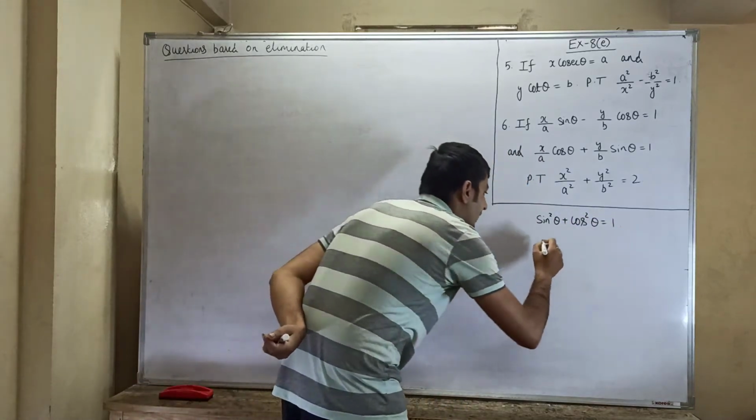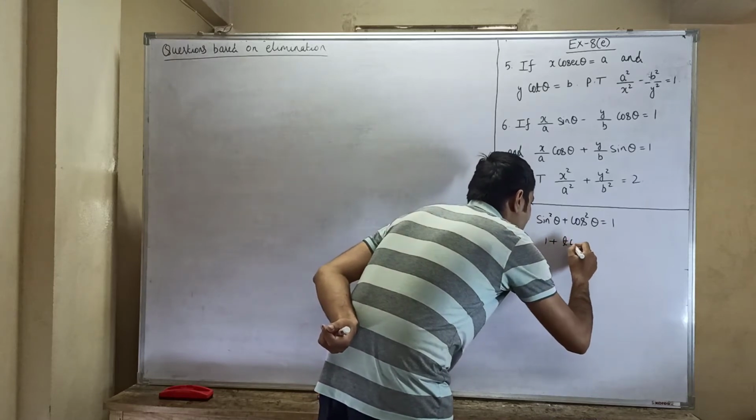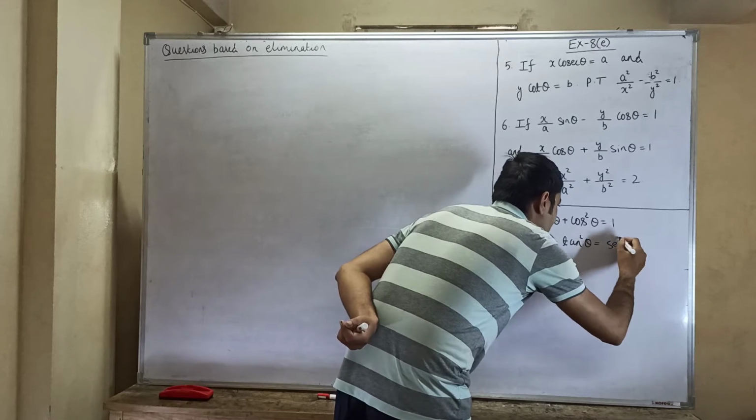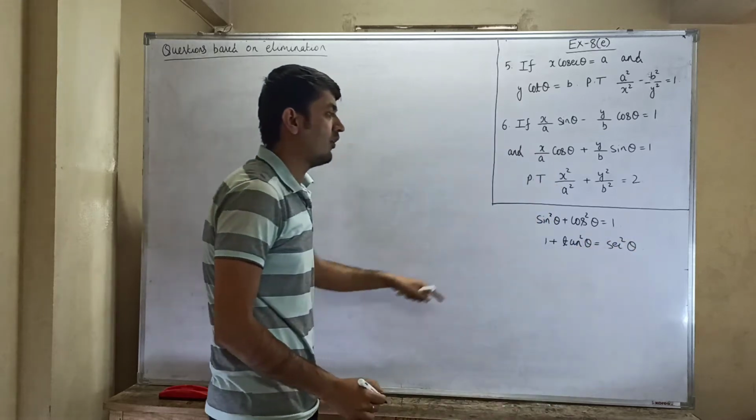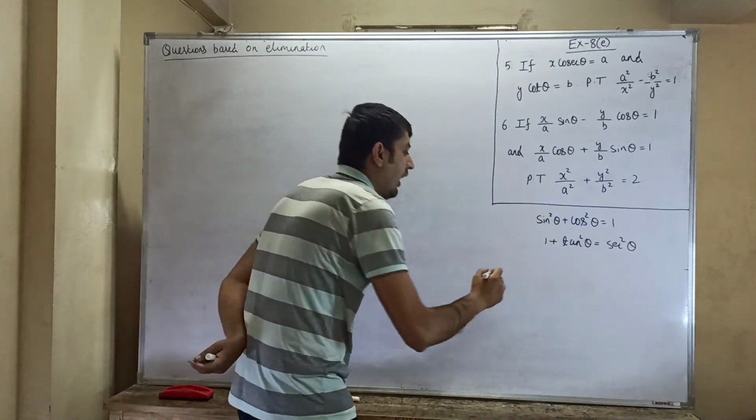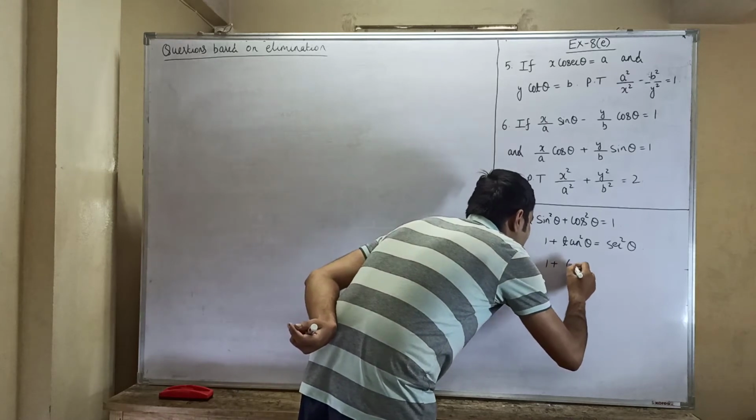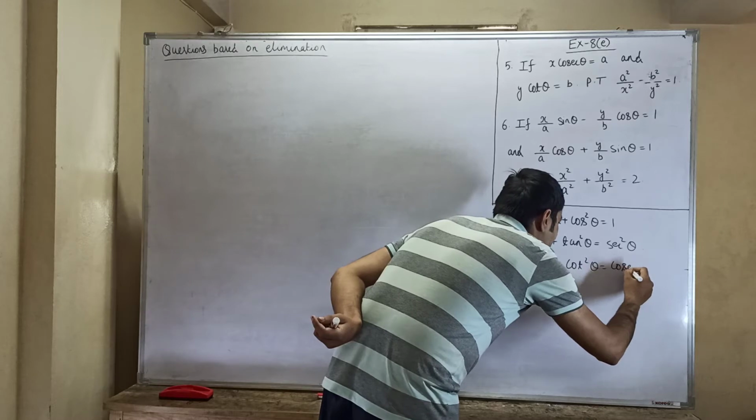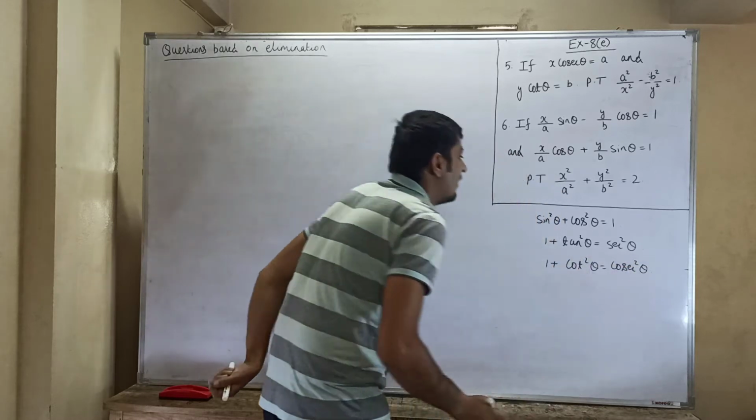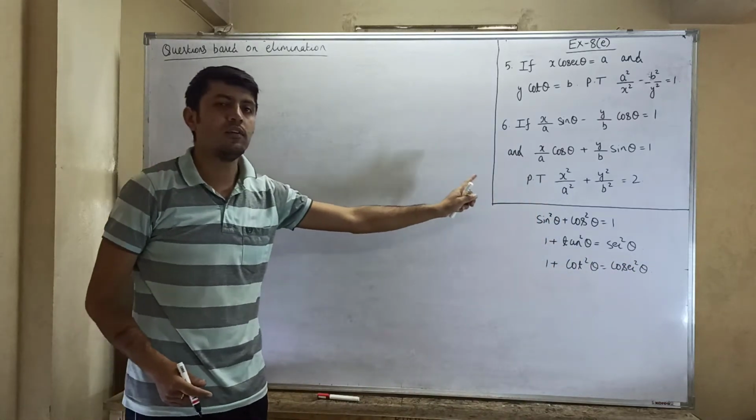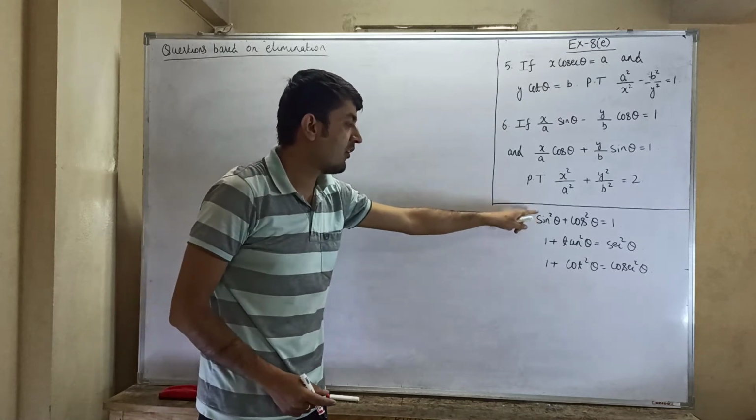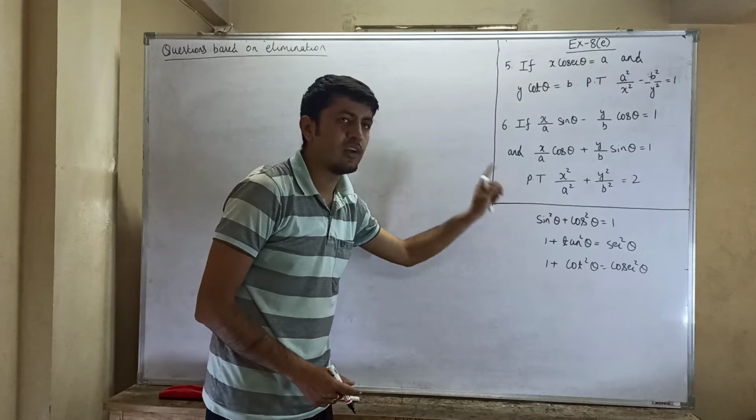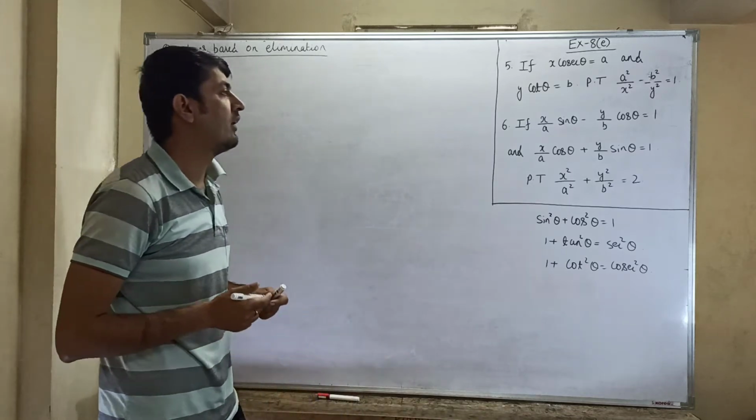What is the second one? 1 plus tan square theta is equal to sec square theta. This is your second identity relation. And the third one is 1 plus cot square theta is equal to cosec square theta. So these are your three identity relations. From the first one you will be getting 2 more, from the second one you will be getting 2 more, and from the third one you will be getting 2 more identity relations.